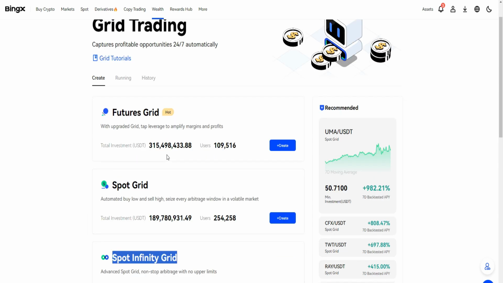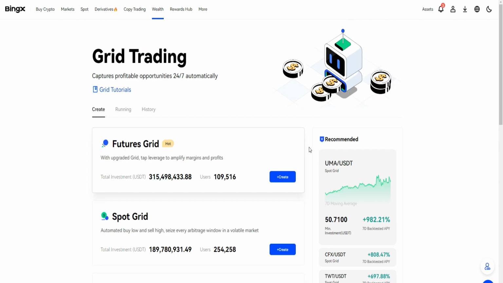Here, you can decide if you prefer spot grid trading or futures grid trading. For example, we trust the lowest amount of risk, the spot grid trading, because it doesn't use leverage. So if you're a beginner, you can start with this one. And if you want to make more profits, you can focus on the futures grid trading.